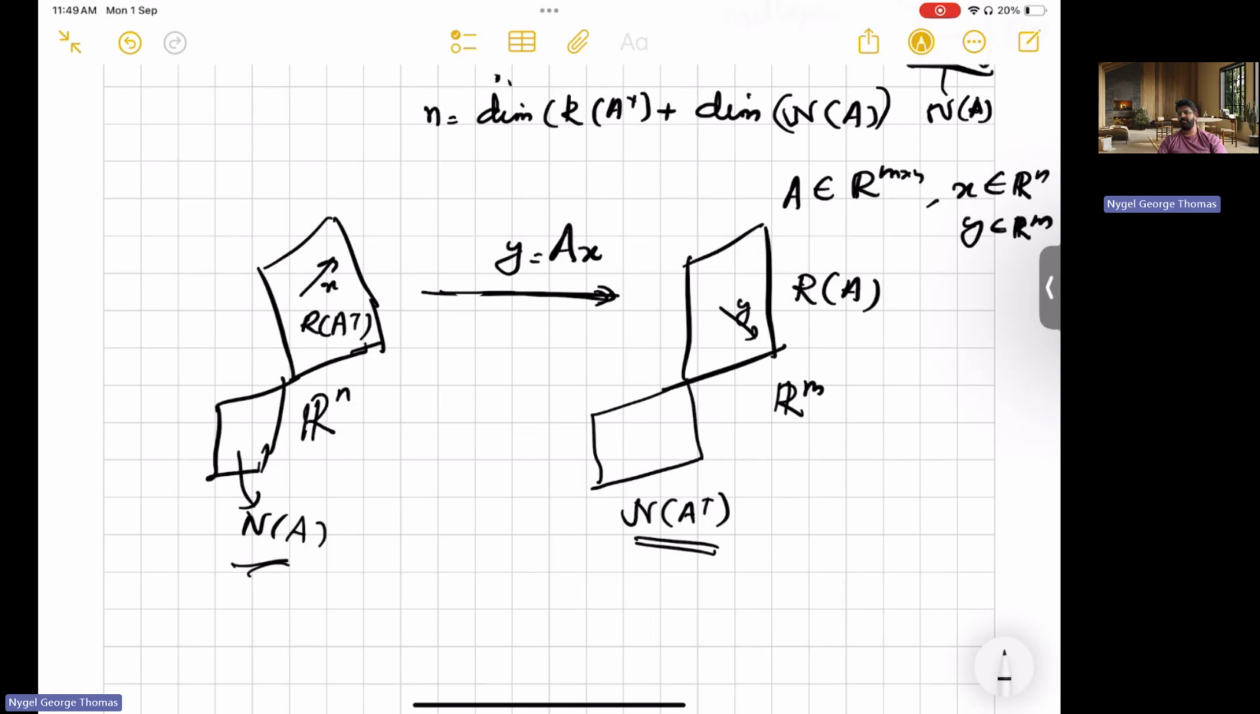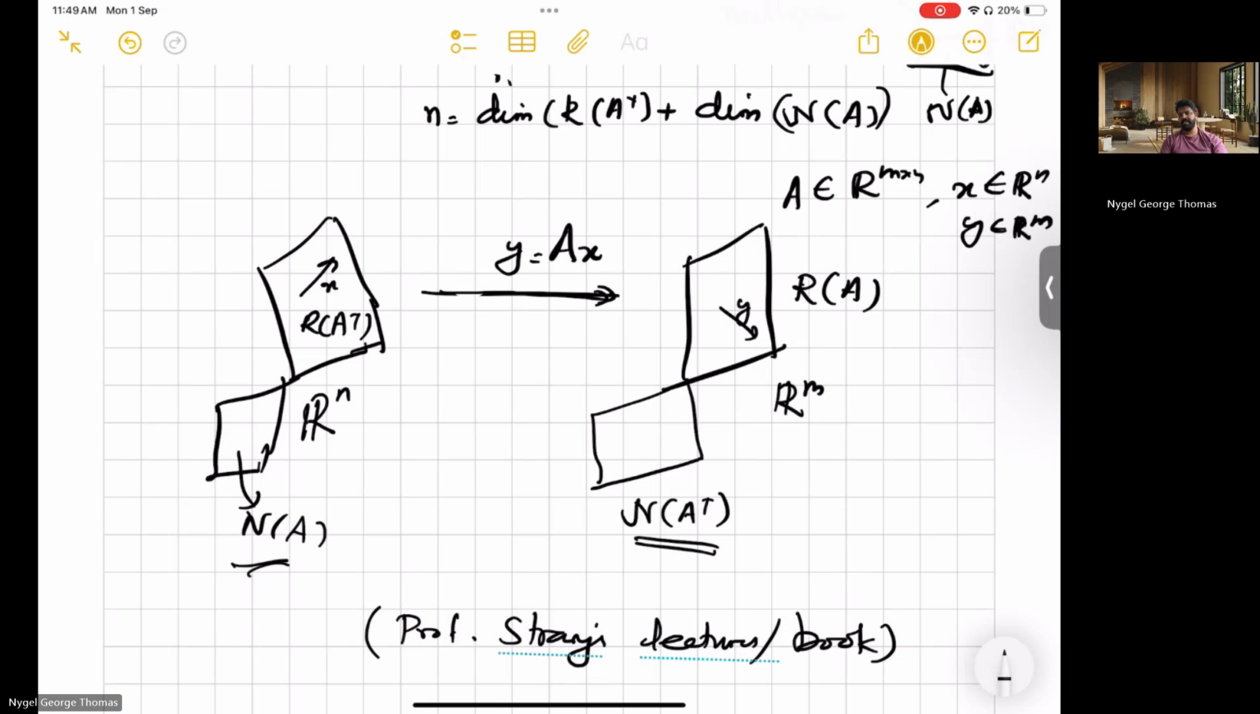This is a representation of the four fundamental subspaces. It is nicely described in Professor Strang's lectures and text. Okay, let's wrap this discussion here. In the next discussion we'll discuss more on the rank of a matrix, which is built from these concepts, and the rank nullity theorem and all those things. This is again another central idea in linear algebra.